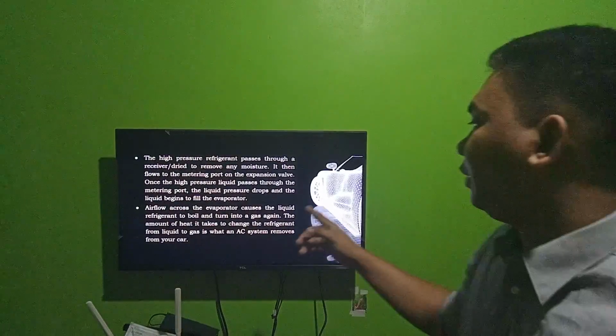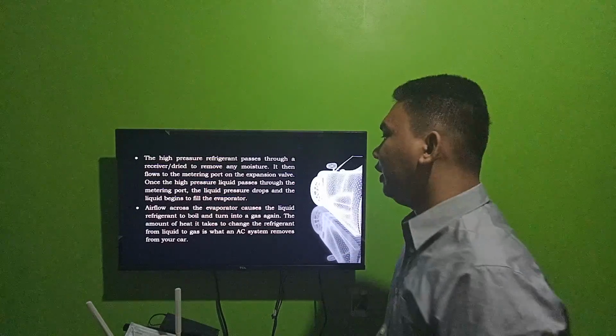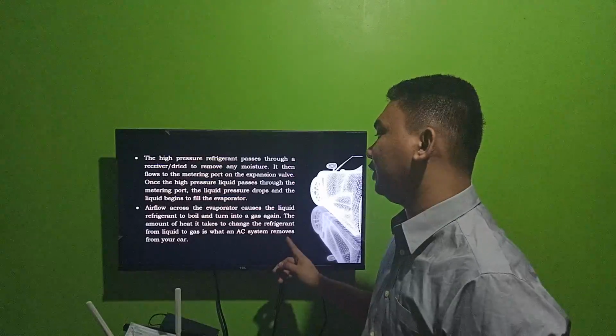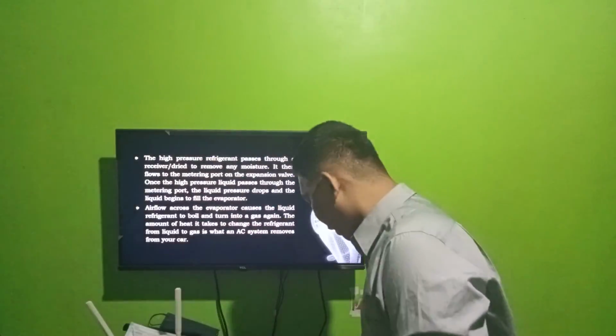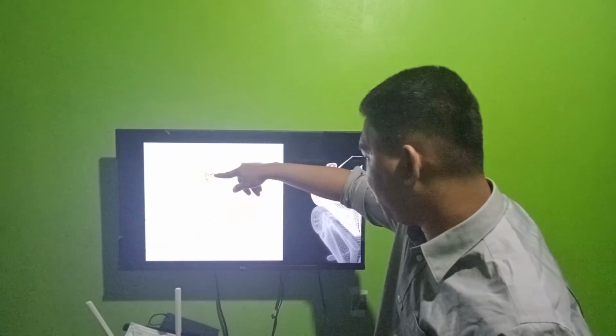Airflow across the evaporator causes the liquid refrigerant to boil and turn into a gas again. The amount of heat it takes to change the refrigerant from liquid to gas is what an AC system removes from your car. Okay?